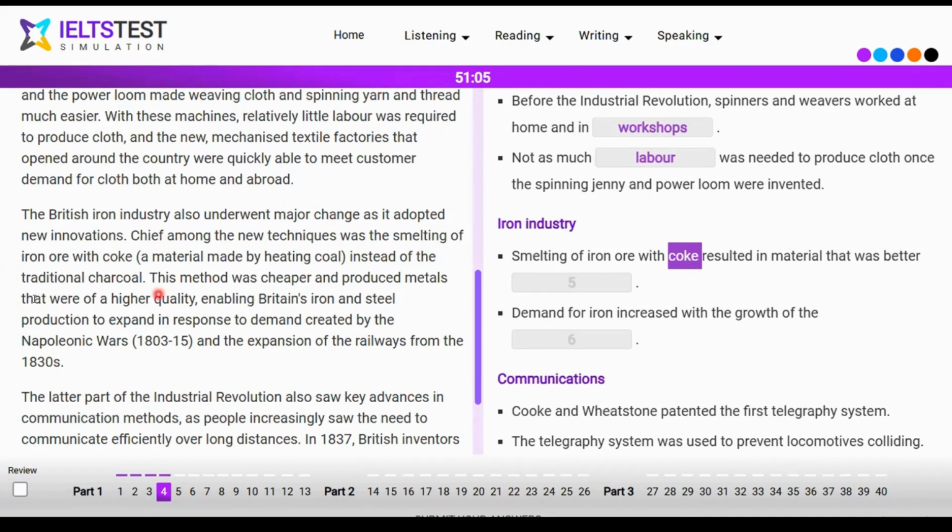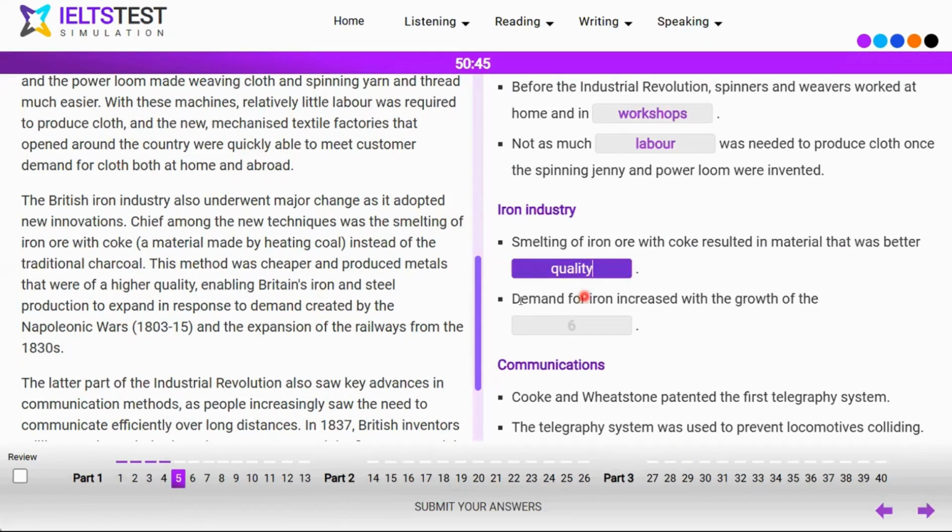That were of higher quality, enabling Britain's iron and steel production to expand in response to demand created by the Napoleonic Wars and the expansion of railway. That was better. That's going to be quality. The sentence is sounding somehow odd, but let me just write quality. The demand for iron increased with the growth of the dash. This one is going to be railway.